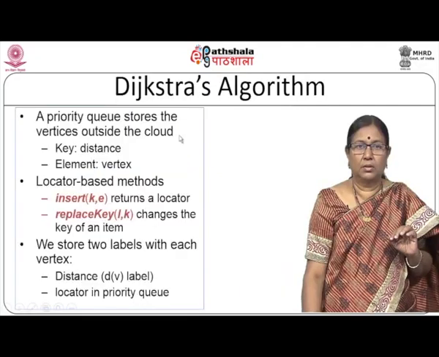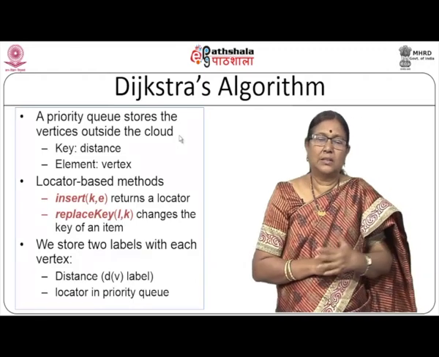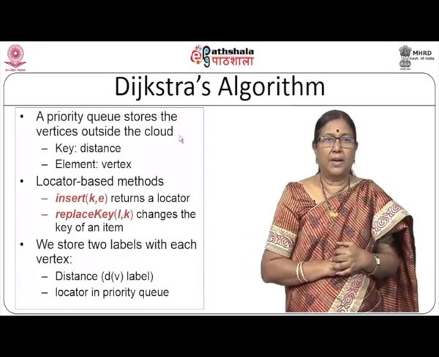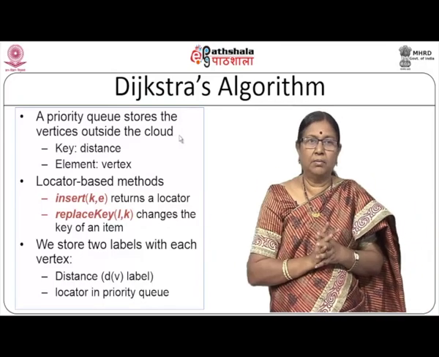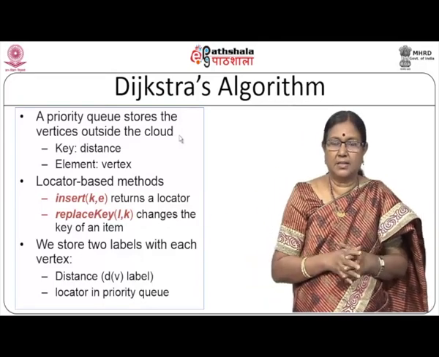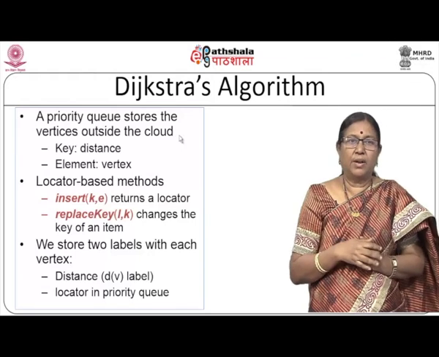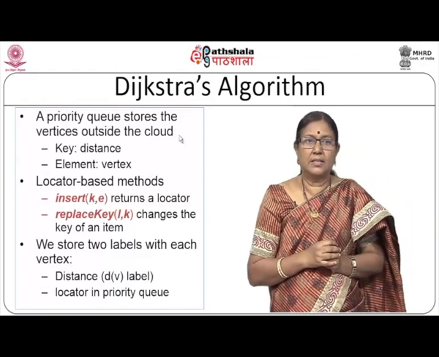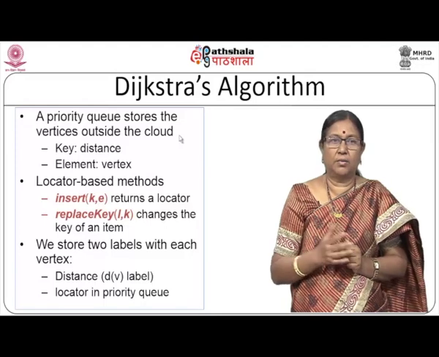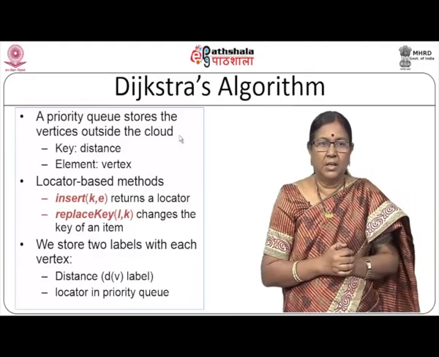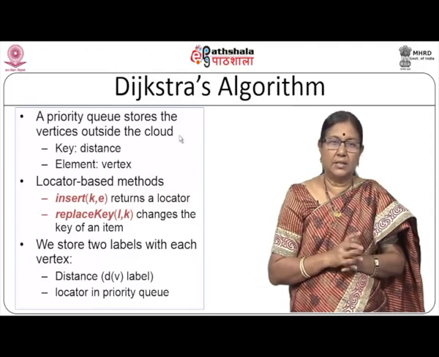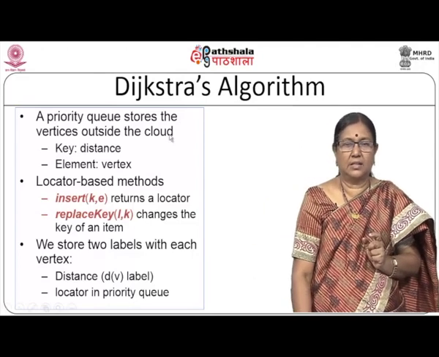Now, how is Dijkstra's algorithm implemented? A priority queue stores the vertices that are outside the cloud. The key will be the distance and the element will be the vertex, and you have locator-based methods. Insert k comma e returns a locator, and replace key changes the key of an item. We store 2 labels with each vertex: the distance and the location in the priority queue.